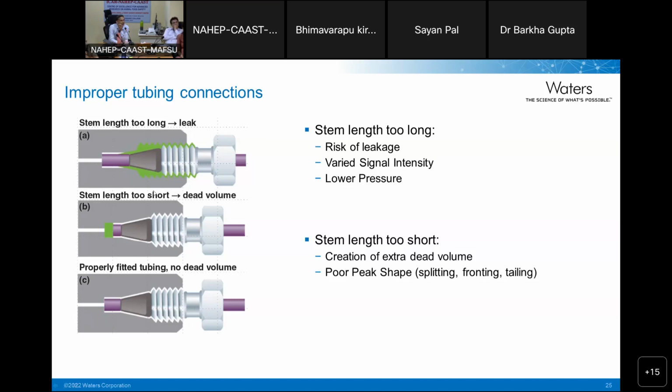If the tubing is not touching the column part over here, a void is created in between. The sample can reside over here for a longer time, and that can lead to your broadening. The ideal situation would be the tubing touching the column properly, and then you tighten the nut and ferrule.